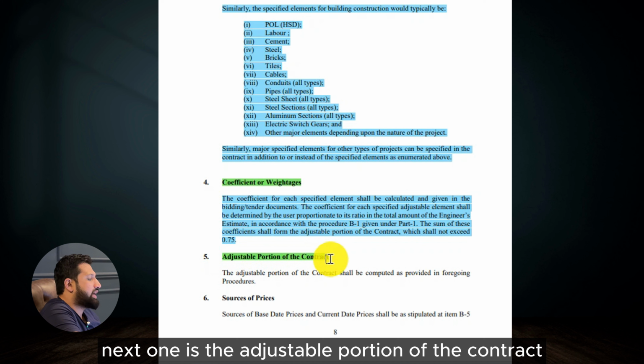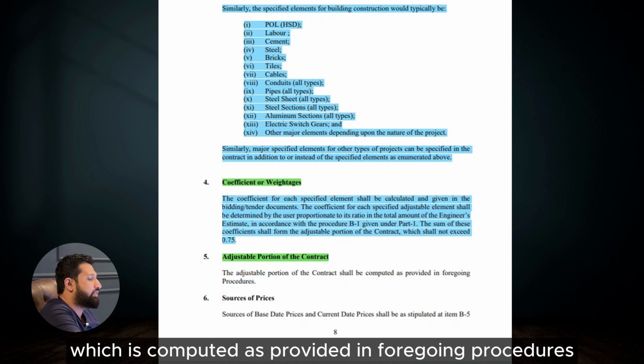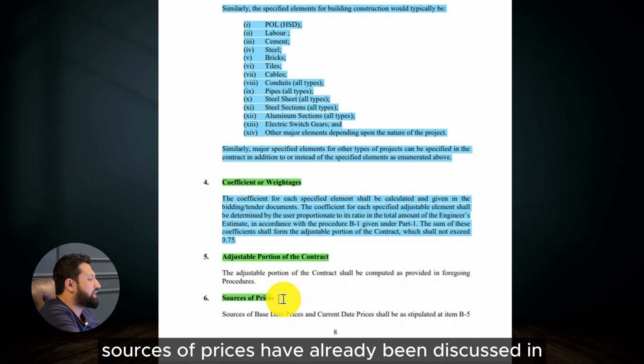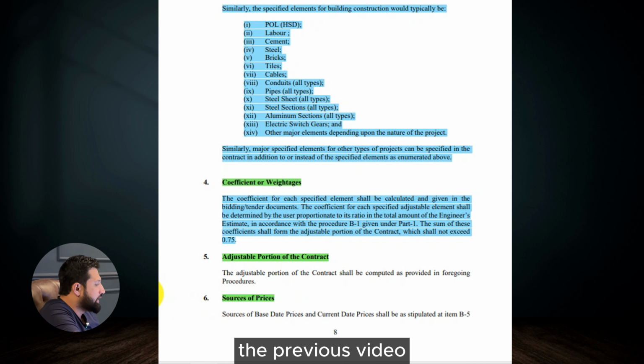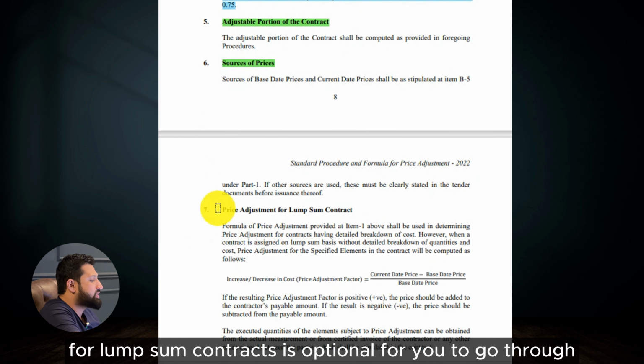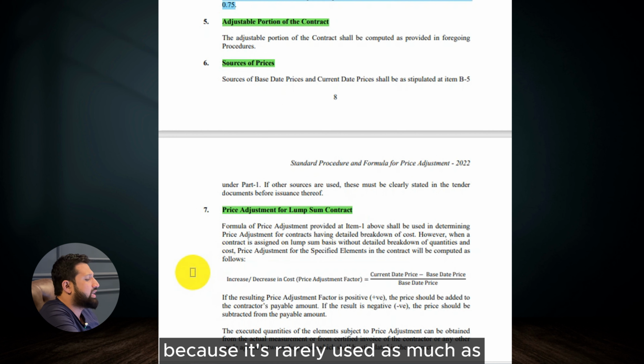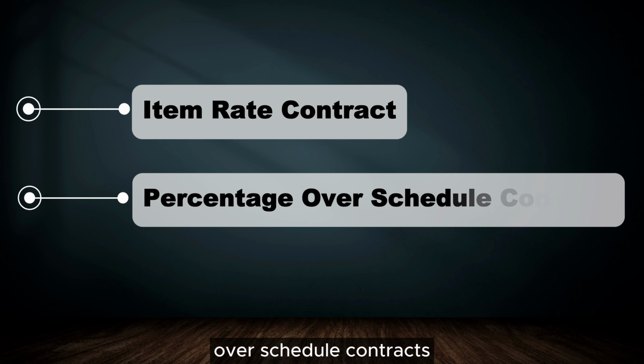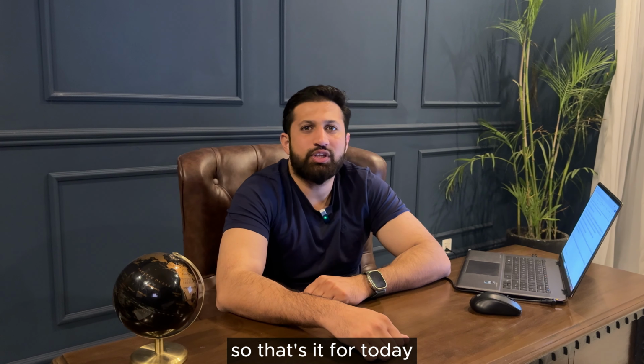Next one is the adjustable portion of the contract, which is computed as provided in foregoing procedures. Sources of prices have already been discussed in the previous video, and the price adjustment for lump sum contract is optional for you to go through because it's rarely used as much as item rate contracts or percentage over schedule contracts. So that's it for today.